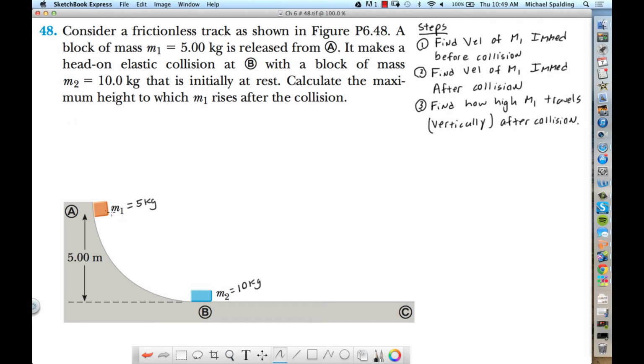Okay, so we have a 5 kilogram block being released from point A, so that implies that it starts from rest. So V initial here is 0. It slides down the hill and makes an elastic, elastic, what does that mean?